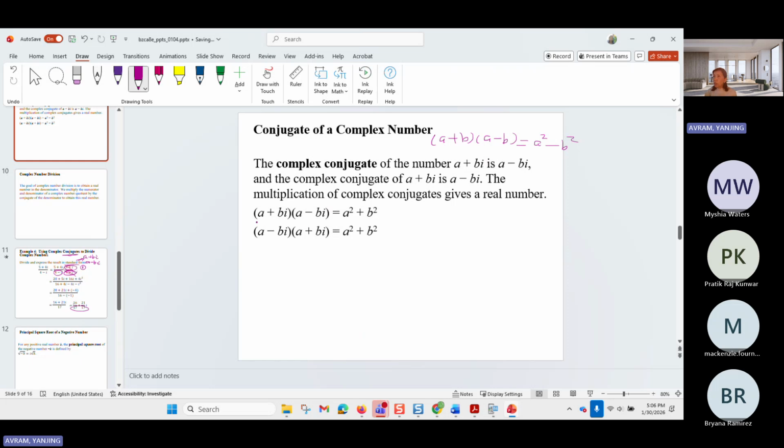So if I multiply this, I will get a squared minus bi squared. Look at that. And then we have a squared minus b squared i squared. And then we know i squared is equal to negative 1, right? So I will multiply by negative 1. This will eventually become all real numbers. i is gone. All real numbers. Okay, so look at that. Anytime you multiply a conjugate, it will become a real number. So that is the conjugate.